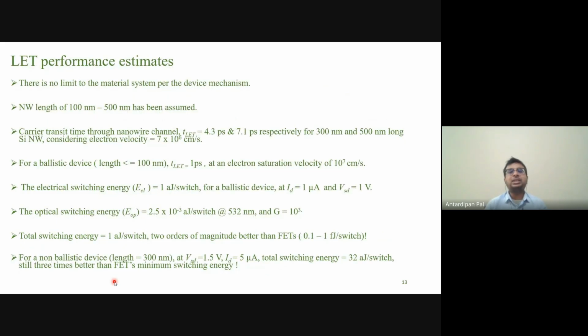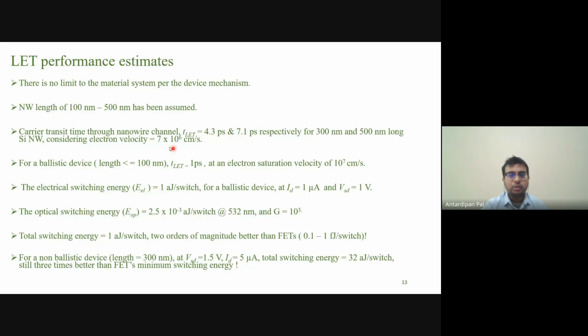Now, LET performance estimates. I won't go into the detail. These are some results to give you an overview of what we can achieve with the LET. The carrier transit time through the nanowire channel can be around 4.3 to 7.1 picoseconds for a 300 and 500 nanometer long silicon nanowire, considering an electron saturation velocity of 7 into 10 raised to 6 centimeter per second.